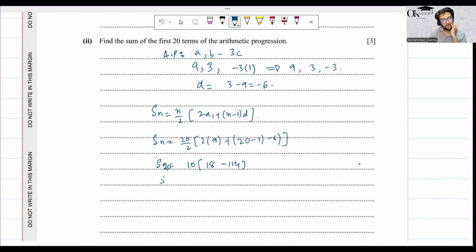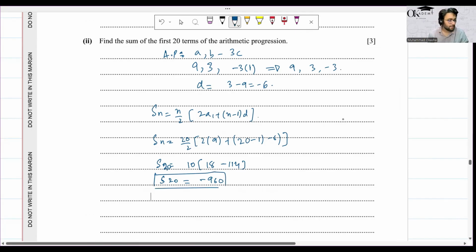So the sum of the first 20 terms, if you do the math, you're going to get negative 960. That is the sum of the first 20 terms of the series. I think the 3 marks are justified. I hope it makes sense.